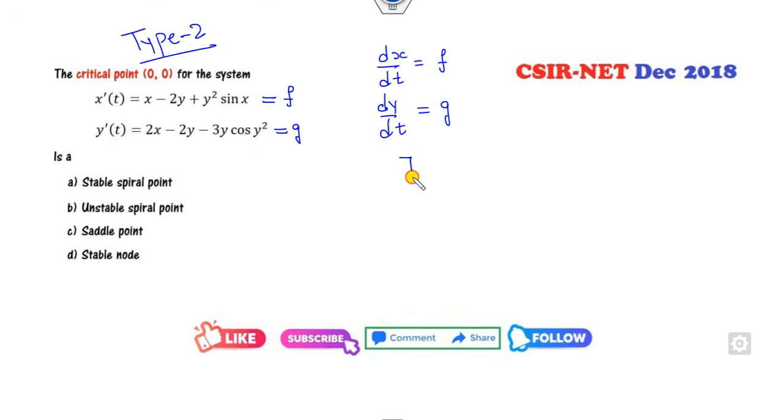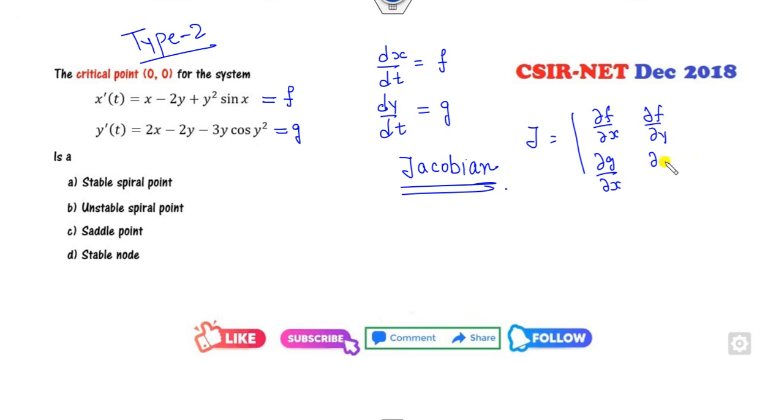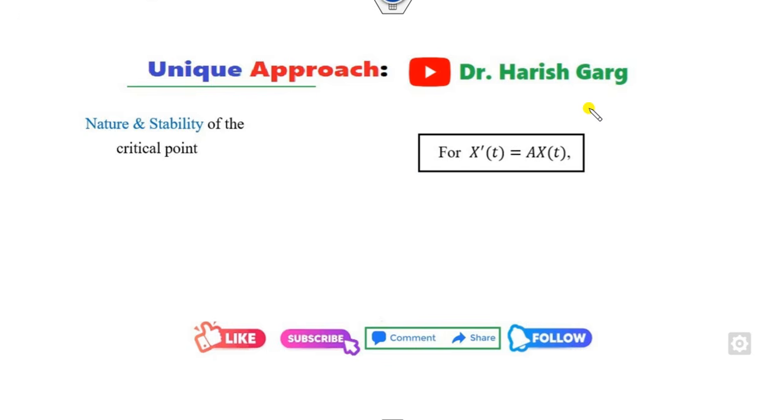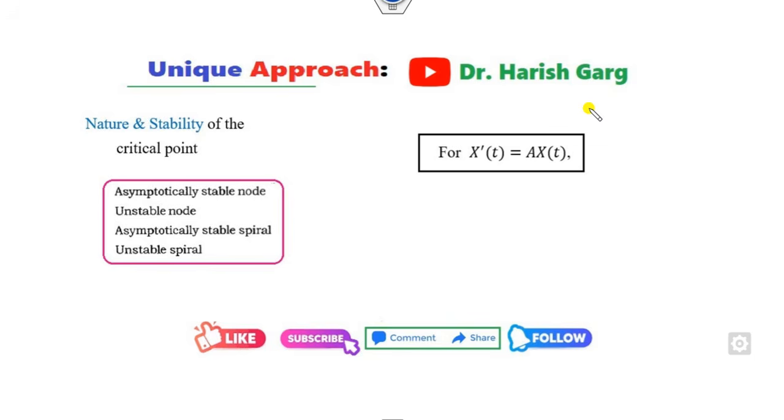Fine. Always find the Jacobian. How can you find the Jacobian? That means del f upon del x, del f upon del y, del g upon del x, del g upon del y, and the critical point is given to you. Find the Jacobian at the critical point. Then what is the nature? How can you identify that? Whether it's stable, spiral, unstable, and so on.